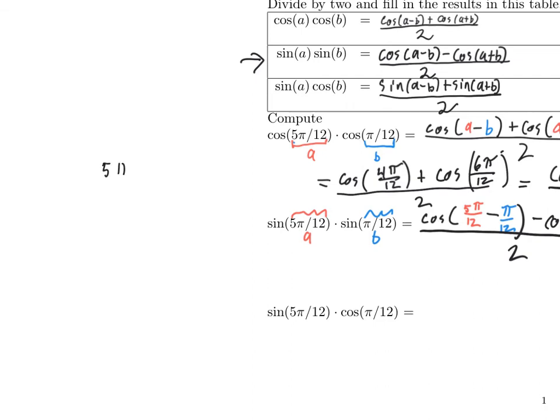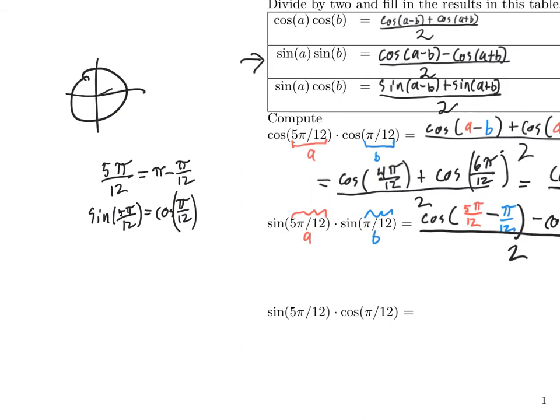Notice 5 pi over 12 is equal to pi over 2 minus pi over 12. So that means sine of 5 pi over 12 is the same as cosine of pi over 12. Do you guys remember when we did that? We looked at a unit circle. We noticed that if you rotate forward by pi over 2 and then backwards by an angle, you interchange the x and y coordinates because you're reflecting over the line y equals x. So this y coordinate, sine as a y coordinate, is the same as the cosine as the x coordinate.